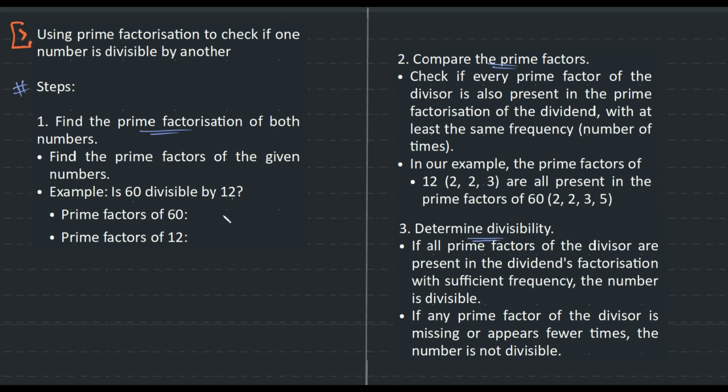For example, 60 can be written as 3 into 20, and 20 can be written as 2 into 10, and 10 can be written as 2 into 5. 12 can be written as 2 into 6, 6 can be written as 2 into 3. Now, compare the prime factors. So we have 3 and 3, 2 and 2, 2 and 2.